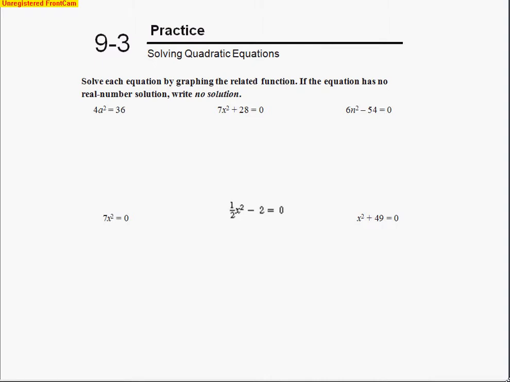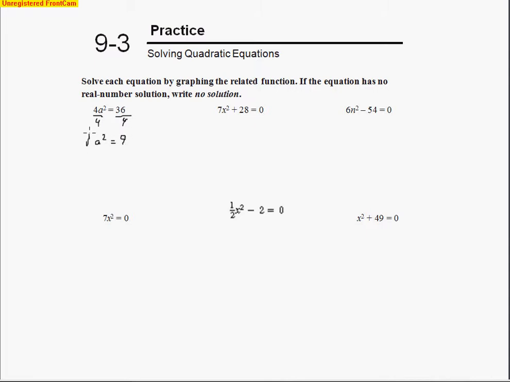This is the lesson for Chapter 9, Section 3, titled Solving Quadratic Equations. And so we're going to take a look at a quadratic equation, which is one in which we have the squared symbol for one of the variables. In this case, we're going to isolate that variable term. So if I divide by 4 on both sides, I've got a squared equals 9.